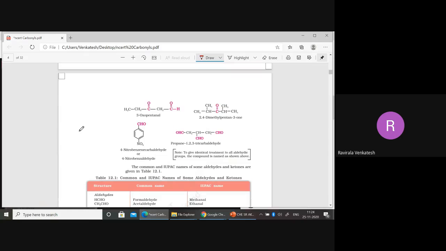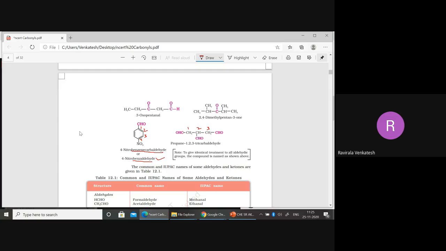Isn't it? This is called what? 1, 2, 3, 4. 4-nitrobenzene carbonyl, or benzaldehyde. Both are correct, but benzaldehyde is better, because it is a shortcut. But when you have more than one carbonyl group, in that case give numbers like this, 1, 2, 3.